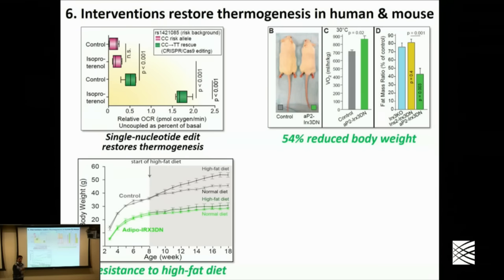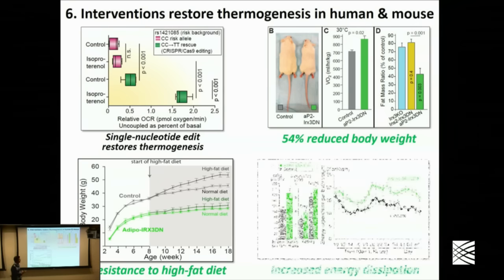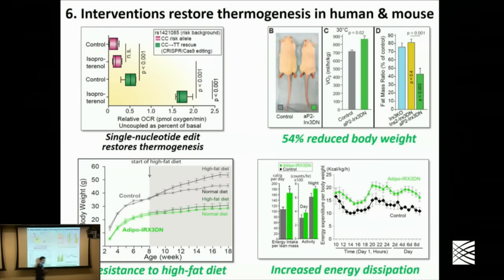You can basically feed them all the fat you want. They cannot gain weight. They're simply burning it off. So they're not changing their exercise. They're not changing their appetite. They're not changing how much they eat or how much they go running. What they do is change their level of energy dissipation, this energy expenditure per body weight, both when they're active, when they're awake, and when they're sleeping. So they're simply burning off energy in their sleep, which is kind of nice, right?